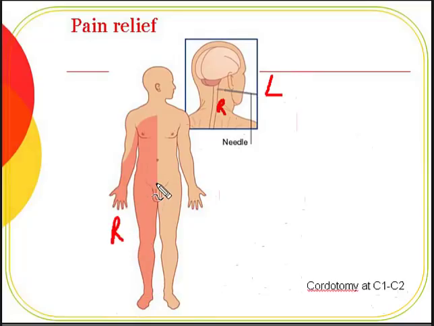And now the effect commences several segments below, because, remember I told you that these fibers cross over. Remember, they went up a little bit, and then they crossed over. So if you destroy it at C1 and C2, the effect is present below maybe C3. And that's because of the way this crossing occurs.